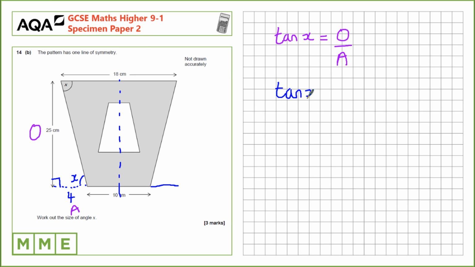Now let's put some values in. So tan x equals 25 over 4. So that means to calculate x, we'll have to do inverse tan of 25 over 4, which gives us the value 81 degrees to two significant figures.